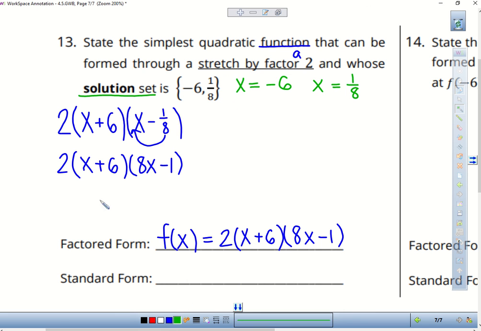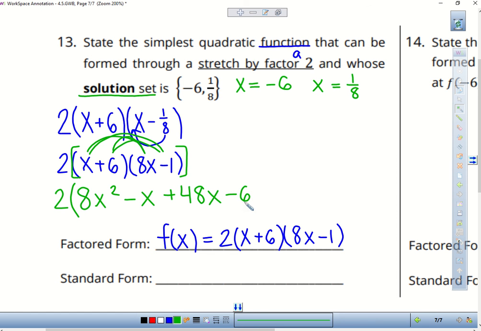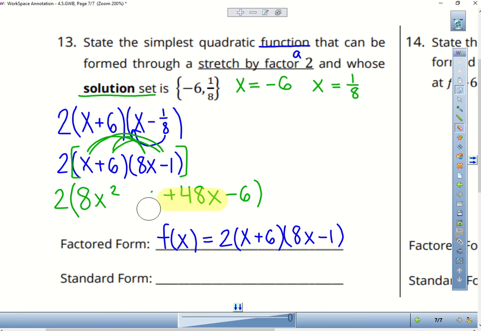Now, to get it into standard form, we're going to multiply these 2 together and then distribute the 2. So that's going to be 2 times 8x squared minus x plus 48x minus 6. These are like terms. And what do those 2 like terms combine to give me? 47. Good. So I'm just going to rewrite it as 47x.